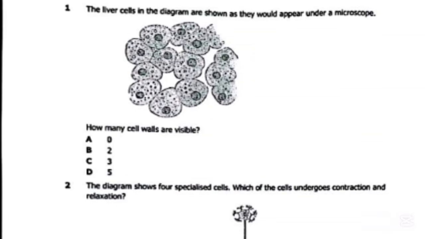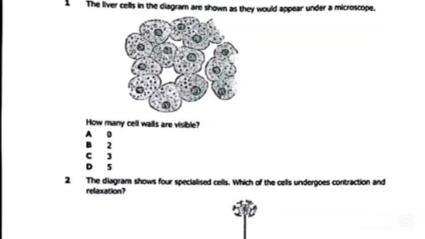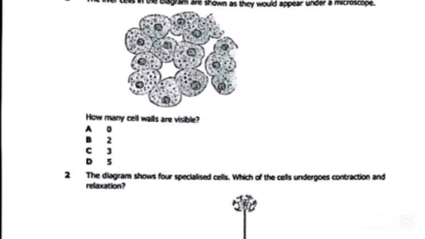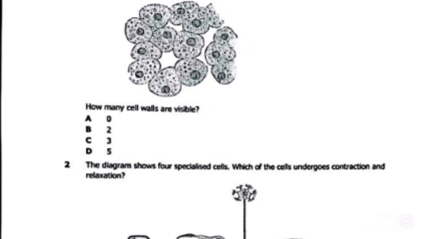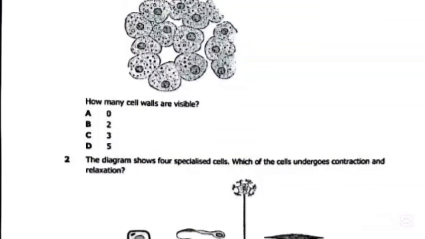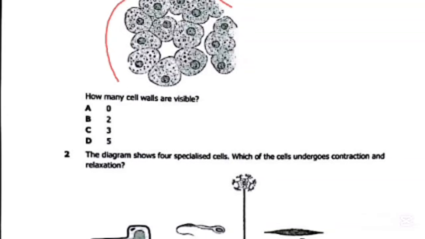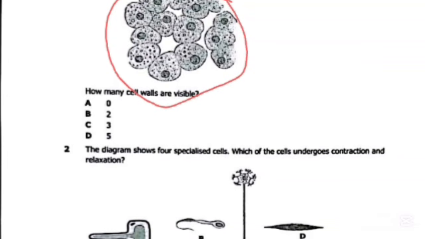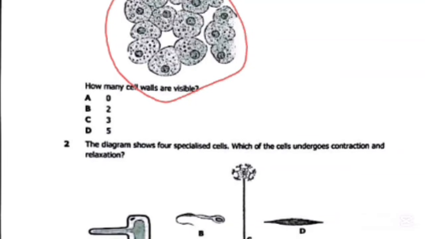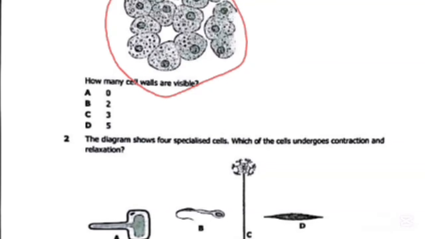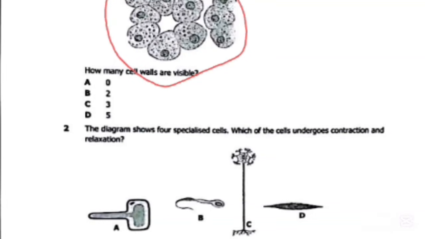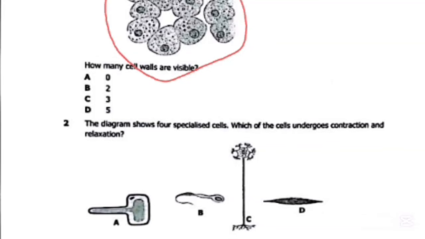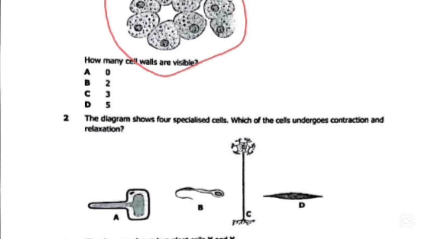So let's begin. The first question is saying the liver cell in the diagram are shown as they would appear under a microscope. You can see here, this diagram represents cells of the liver. Now the question is asking us how many cell walls are visible. Remember, the question is saying what? How many cell walls are visible?